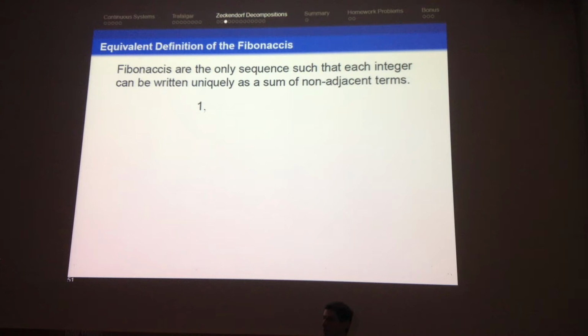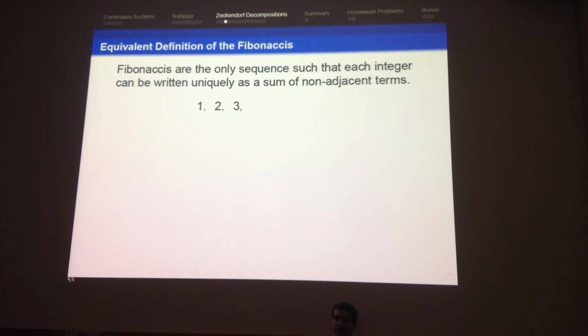Start with the number 1. So I'm not allowed to use two terms next to each other. I have to add the number 2. Do I have to add the number 3, or can I write 3 as a sum of non-adjacent terms? Do I have to add 3, yes or no? Yeah, I can't use 2 plus 1. They're adjacent. So I have to add 3. What about 4? Can I write 4 in terms of what I have without using it? Yes. 4 is 3 plus 1. What about 5?